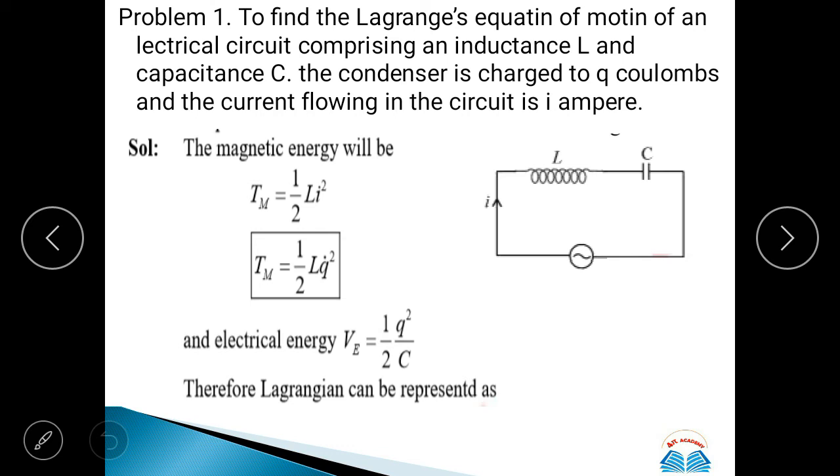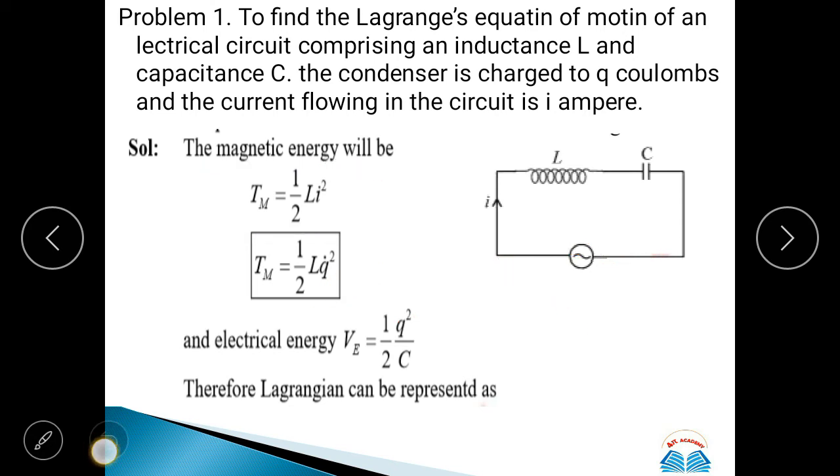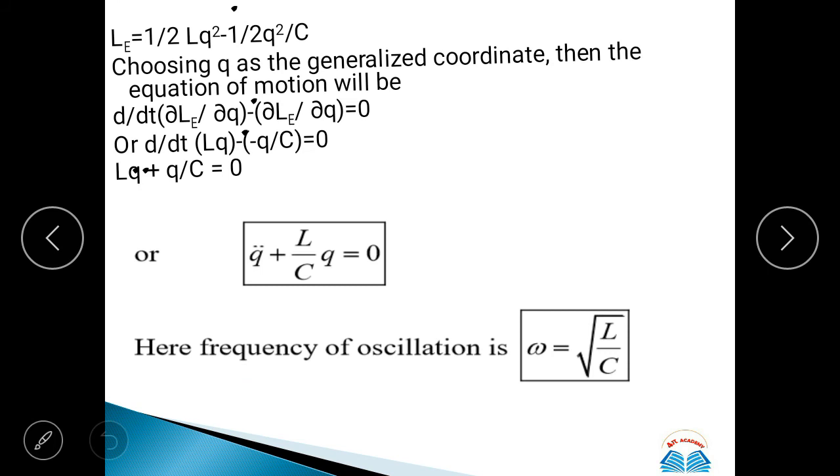The magnetic energy will be Tm equals half L i square. What is i? i is basically dq over dt, so it is q dot. Putting q dot here, Tm equals half L q dot square, and the electrical energy V equals q square upon 2C. So the Lagrangian can be represented as T minus V. We put in those values, and we choose q as the generalized coordinate, obviously.